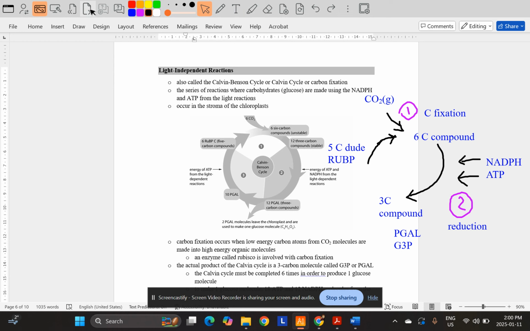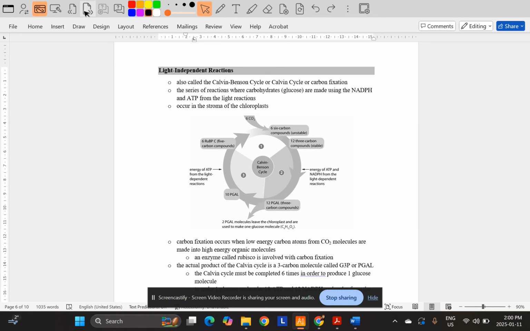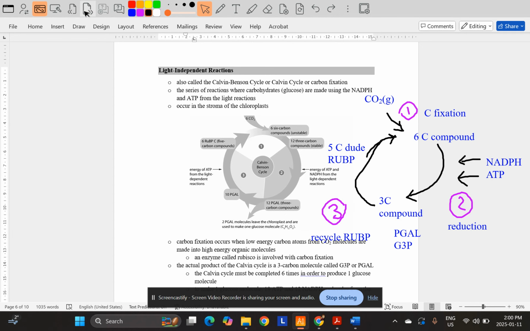So here we fixed the carbon, step 1. Now we reduced it, gaining electrons. Remember the NADPH and ATP, the high energy electrons are passed on to make the 3 carbon compound that is the final end product. And then we're not done yet. We now have to recycle this RuBP, the 5 carbon molecule, and once it's recycled, this cycle can go on and on and keep on going.